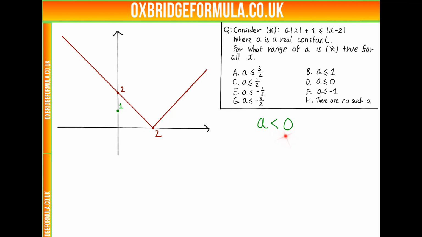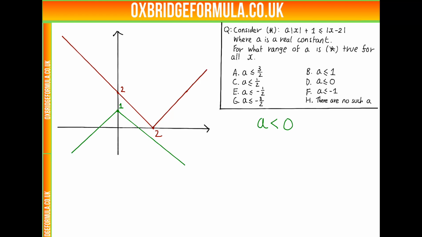And from here we've got a much better chance of drawing this. So for a less than 0, our graph looks something like this, because we've got essentially a mod x graph inverted and then translated upwards by 1. So we see for whatever value of a this corresponds to, we have our relation that the green graph is always lower than the red graph.